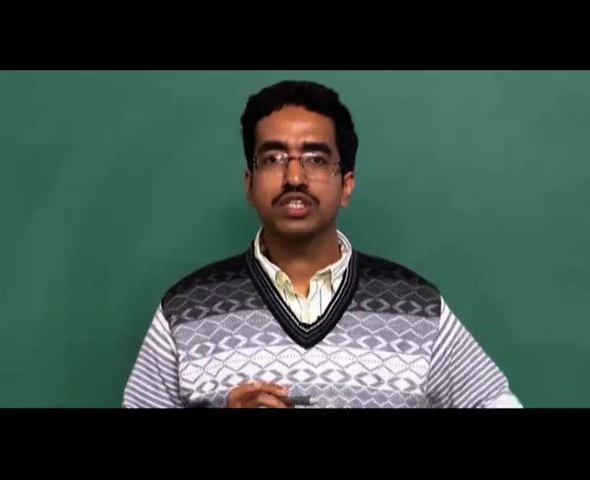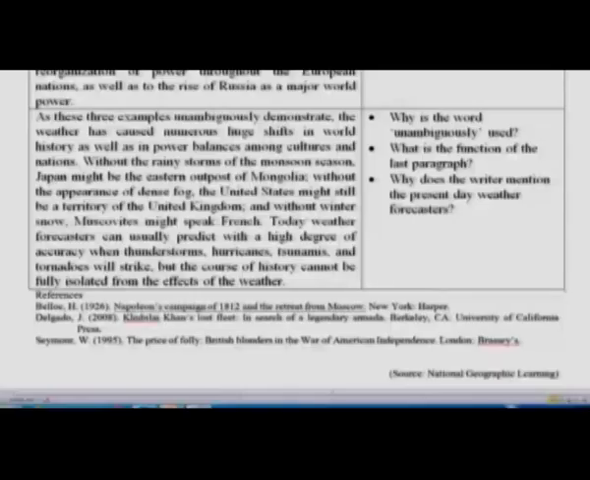Okay. Now, we come to the final paragraph. As these 3 examples unambiguously demonstrate, the weather has caused numerous huge shifts in world history as well as in power balances among cultures and nations. Without the rainy storms of the monsoon season, Japan might be the eastern outpost of Mongolia. Without the appearance of dense fog, the United States might still be a territory of the United Kingdom, and without winter snow, Muscovites might speak French.